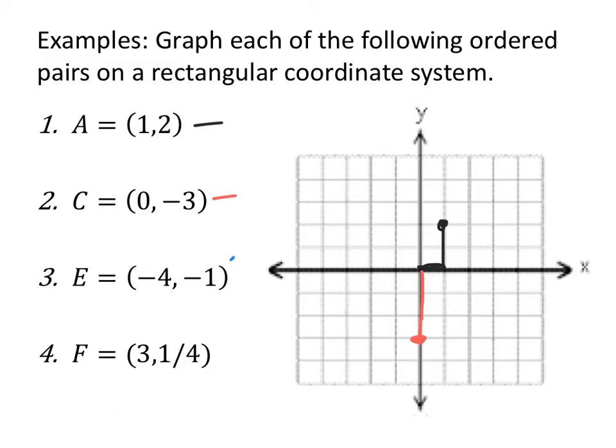For (-4, -1), I'm going to go to the left 4 units. It's 2, 3, 4, and down 1. Negative direction to the left, negative direction down. And (3, 1/4). So I'll go to the right 3. And then that's not down a quarter, that's up a quarter. And it's really hard sometimes to get it exactly right at a quarter. So if I say that's a quarter, we're going to believe it for now. Sometimes you have to use your imagination that you hit the right spot when you're graphing.